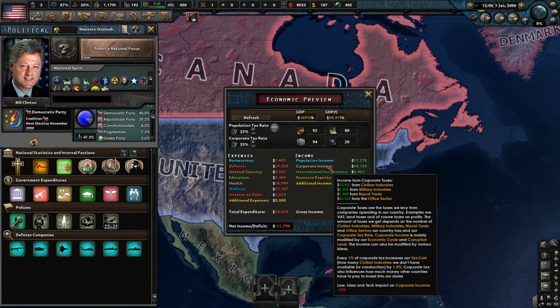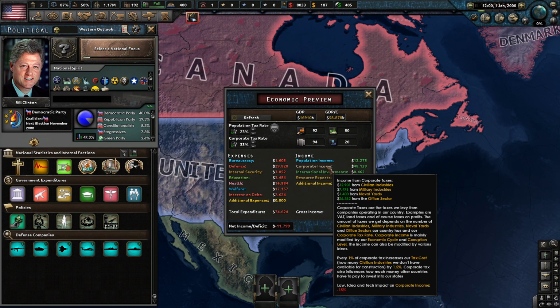Corporate income is based off of civs, mills, naval dockyards, and offices. The most valuable of which, by far, is offices. However, civs do provide the capacity to build more of anything, so they are still hugely important. This is a major change from the old version of Millennium Dawn, where civs dictated GDP almost entirely.